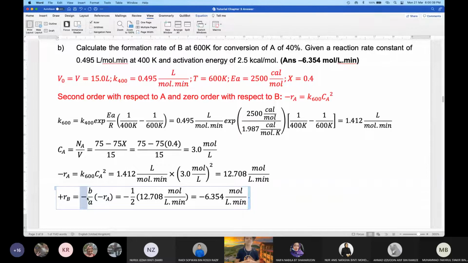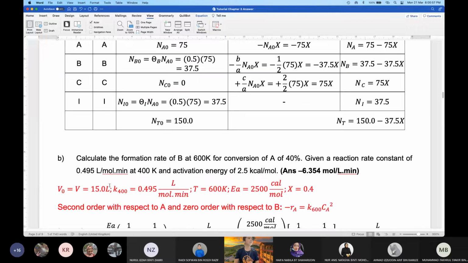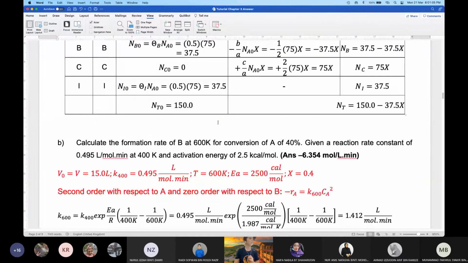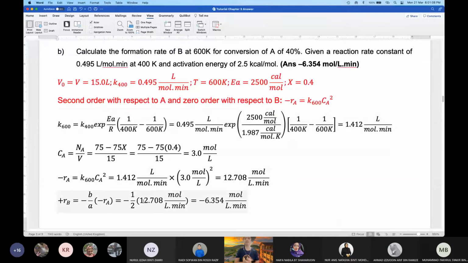So negative. Multiply, don't forget stoichiometric coefficient B per A. Jangan lupa stoichiometric coefficient tu mesti ada. Perkadaran stoichiometric tu mesti ada. So B per A multiply with your minus RA, the one that you calculated just now. So B per A, please make sure you check stoichiometric coefficient. B is 1, A is 2. So that's how it become negative 1 over 2. Multiply with 12.708, your minus RA. You will get your positive RB as negative 6.354 mole per liter minute.